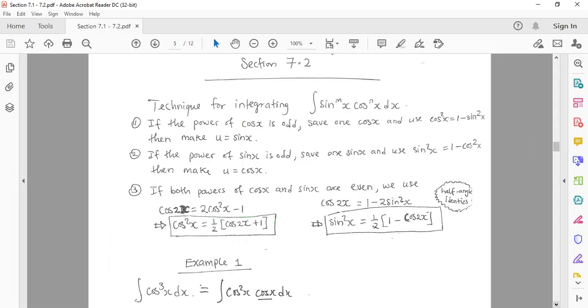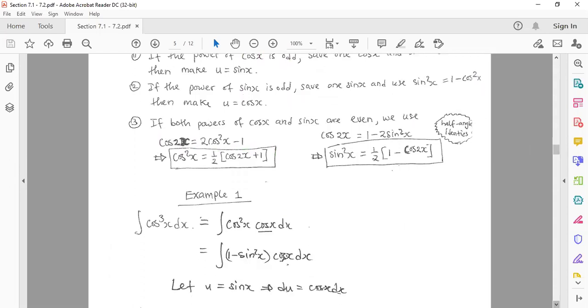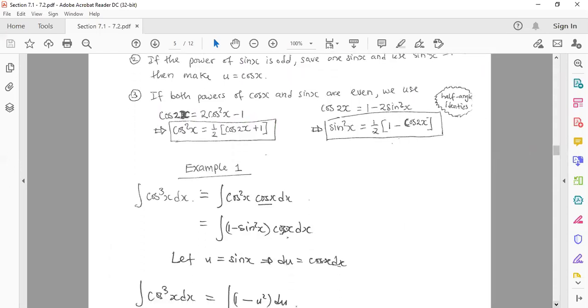Example 1, we have to integrate cos cubed. If you notice, there's only cos, there's no sine. There's only one function there, which is cos cubed. You apply the same rule. The power of cos is odd. What does that mean? Because the power of cos is odd, remember there's a 3 there, the first rule says you're going to keep one cos x. There we go, that's the first step.